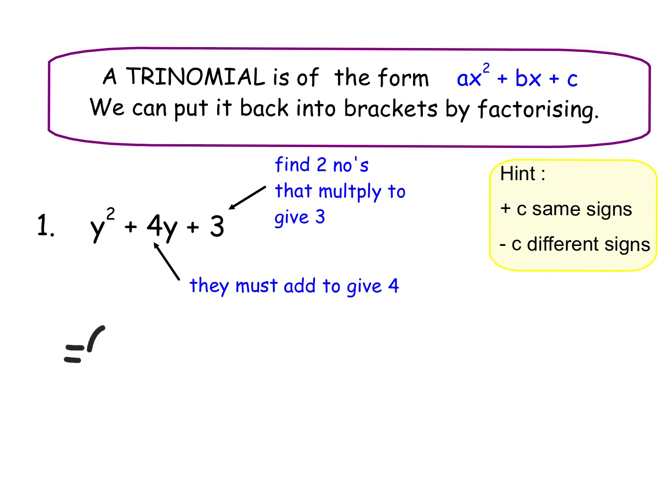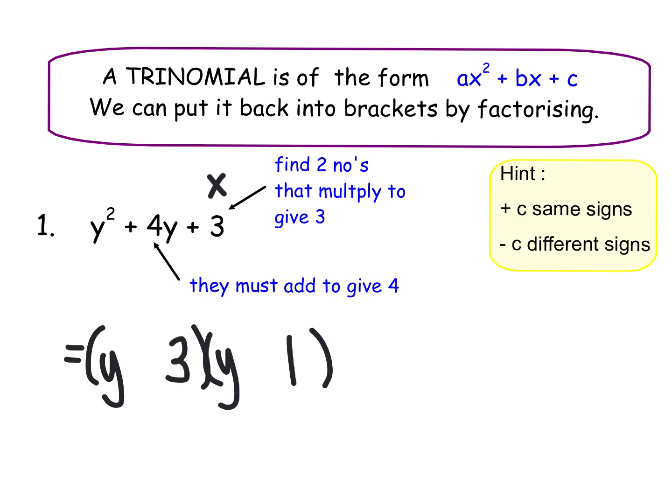So I always start with my open brackets before I do anything else. We're remembering, we know that y squared comes from y and y, so I start with that. Then I look at the 3. I'm thinking, right, what numbers multiply to give me 3 for my end terms? Now, in this case, it's really nice. There's no options. 3 is a prime number, so it can only be a 3 and a 1.